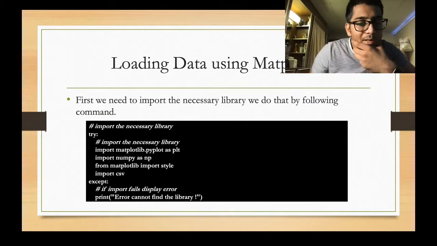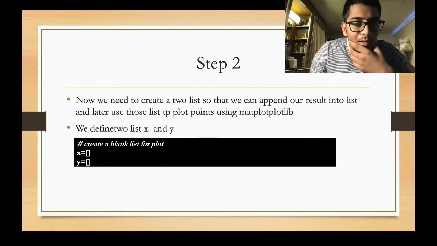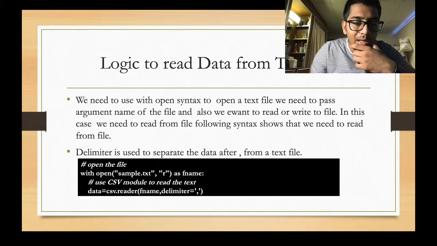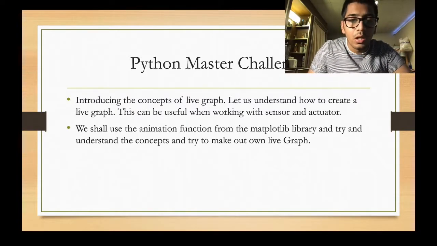The libraries that we need are NumPy, Matplotlib and CSV. The basic idea is we are going to create two blank lists, X and Y. We're going to read the comma separated values from a text file, separate them and store them in X and Y, and then plot X and Y. So that is the general idea, and in this video we're going to learn how to do that. Without wasting much time, we will start our coding.